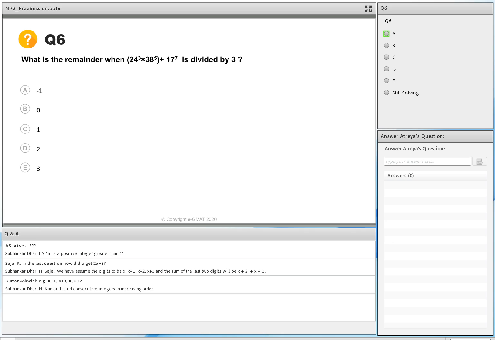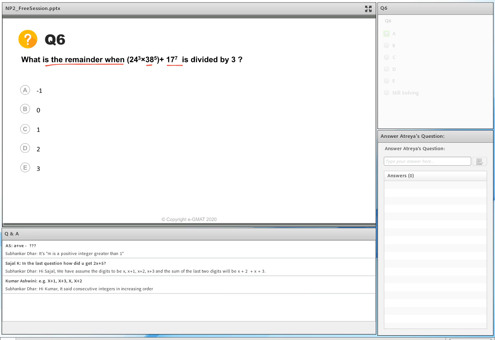So in the previous step, we learned about negative remainders. We did not know what the utilization of negative remainders is. In this question, we would try to understand the utilization of negative remainders. Now, what is the question telling me? It's asking me what is the remainder when 24 to the power 3 times 38 to the power 5 plus 17 to the power 7 is divided by 3.